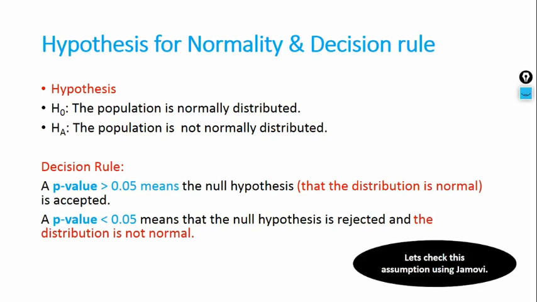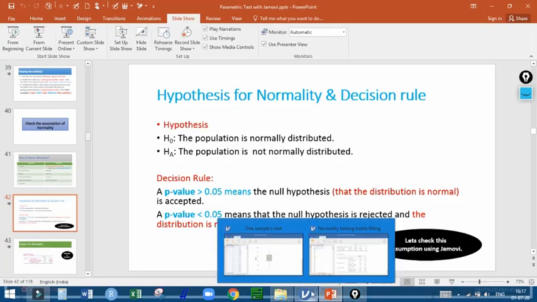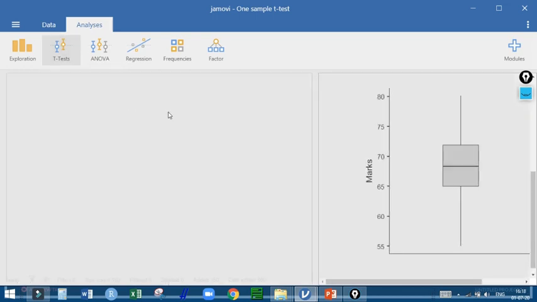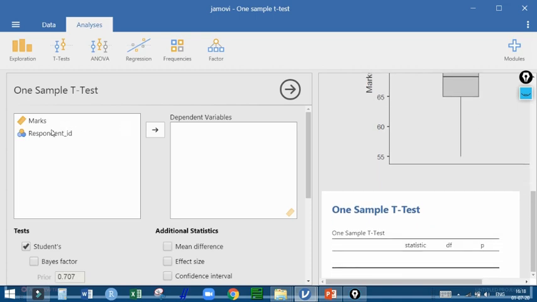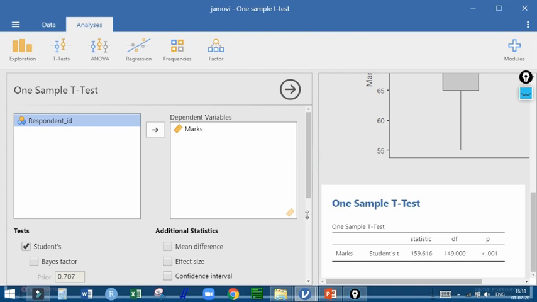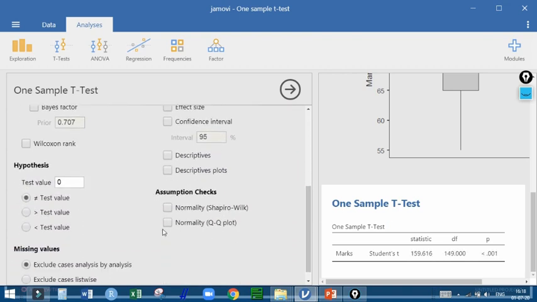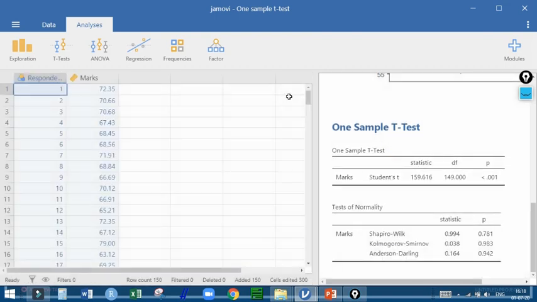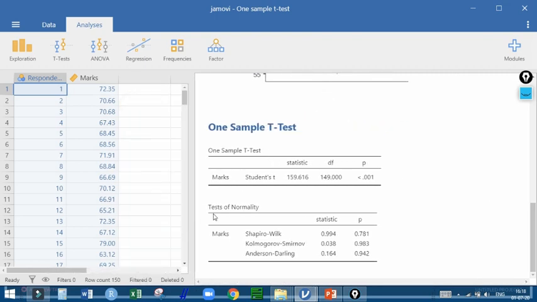Let's check the assumption using Jamovi. In my file, to check the normality test, KS value, in Analysis, t-test, one sample t-test. In one sample t-test, shift the marks to dependent variables and we will click on normality, Shapiro. We will check the values. This is our output, test of normality. Here we will check the KS value and the P value.